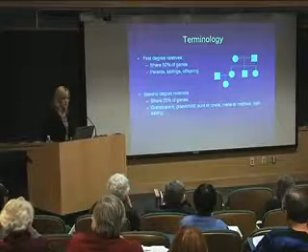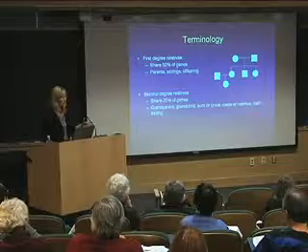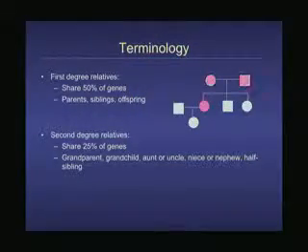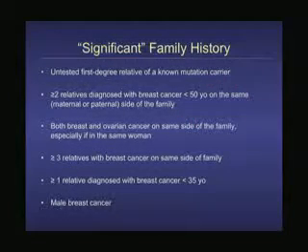So let's just talk about terminology for a second. When we talk about family history, because I mentioned first-degree relatives all the time, what does that mean? If this is the patient, a first-degree relative would be the parents, siblings, and offspring, okay? So second-degree relatives only carry 25% of the genetic mutations, so the aunts, the cousins, the nieces, the nephews, all right? So what's considered significant?